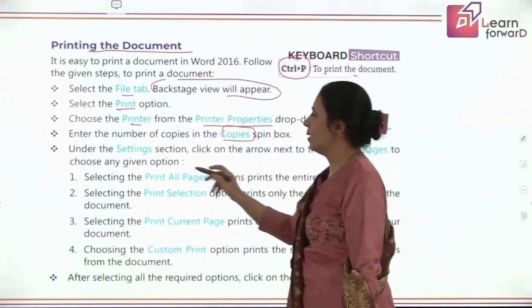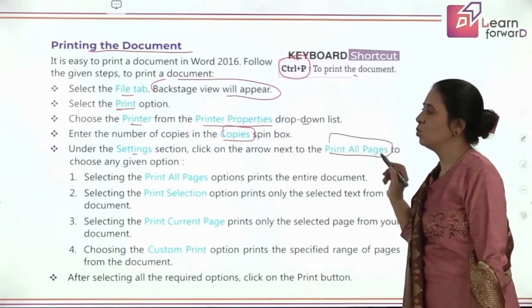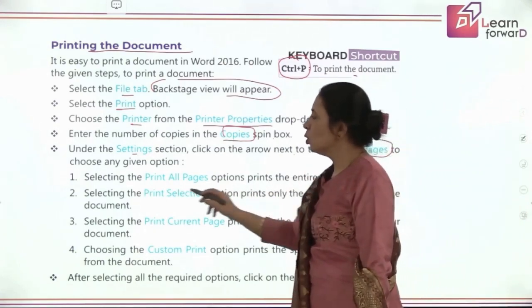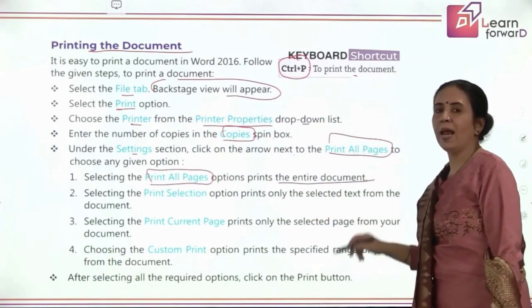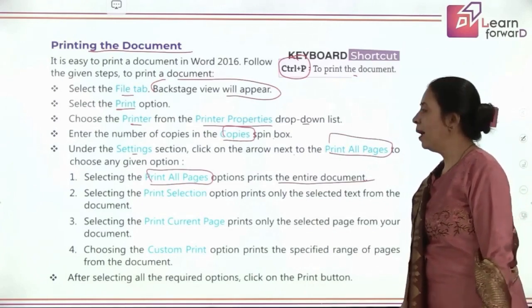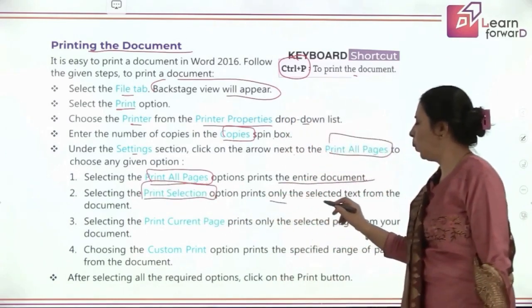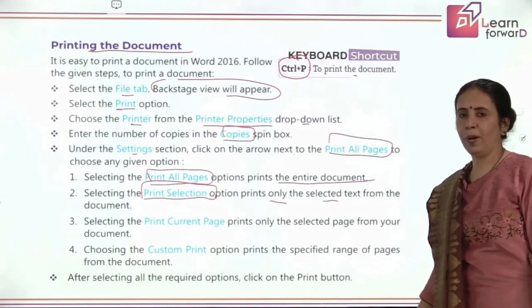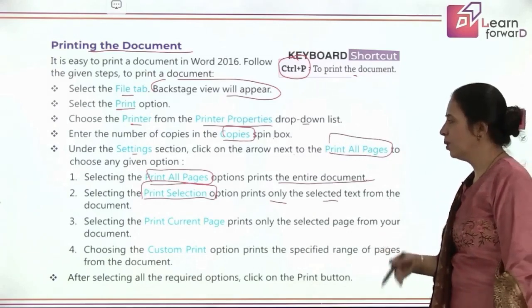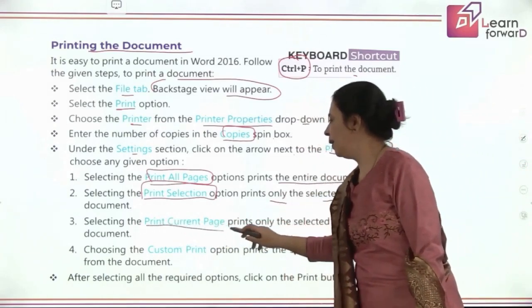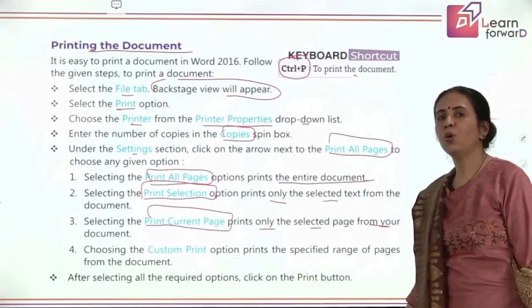So under the settings section, click on the arrow next to print all pages to choose the given option. So just selecting print all pages option will print the entire document. But when you have to select the print selection option, it will print only the selected text from the document. So there you can mention starting from which page and going up to which page, right? So selecting the print current page prints only the selected page from your document.